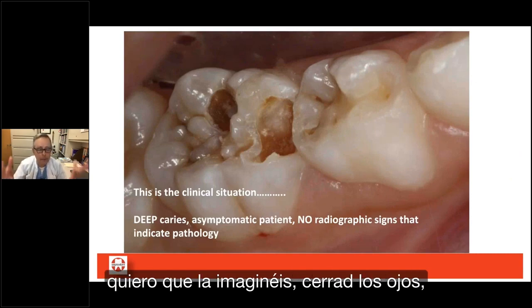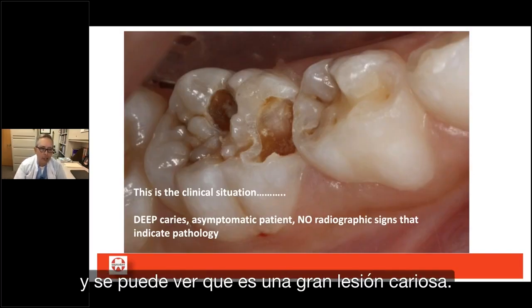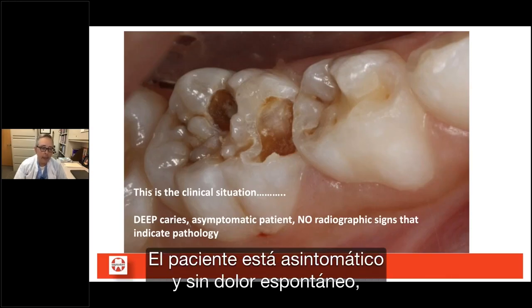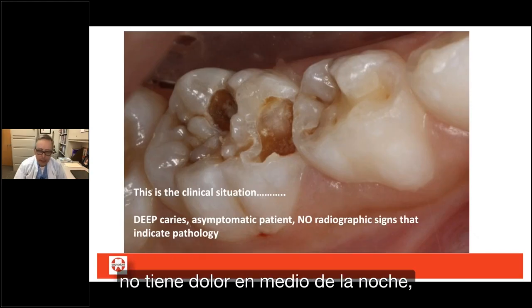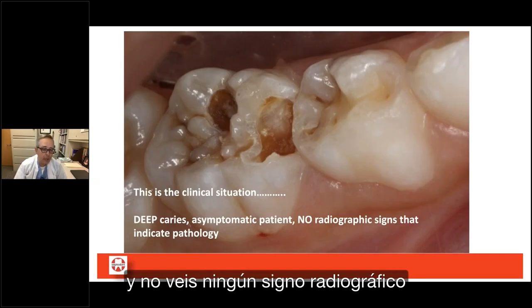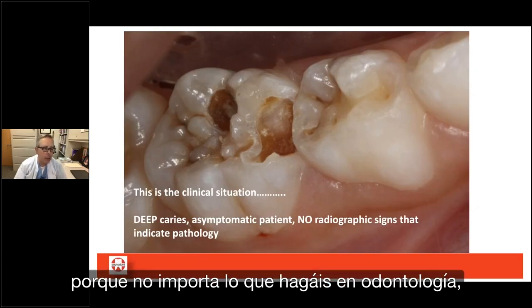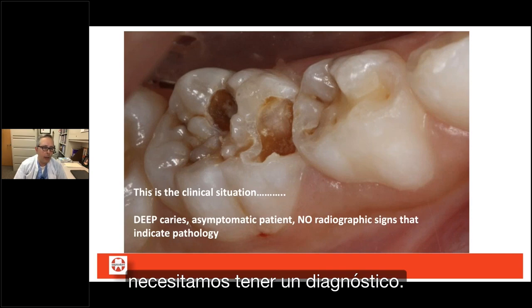I want you to close your eyes and imagine that you are in the office and you have this patient, and you can see that it's a large caries lesion. The patient is asymptomatic, with no spontaneous pain, no pain in the middle of the night, no pain eating. And then you take a radiograph, and you don't see any radiographic changes that indicate any pathology, because no matter what you do in dentistry, we need to have a diagnosis.